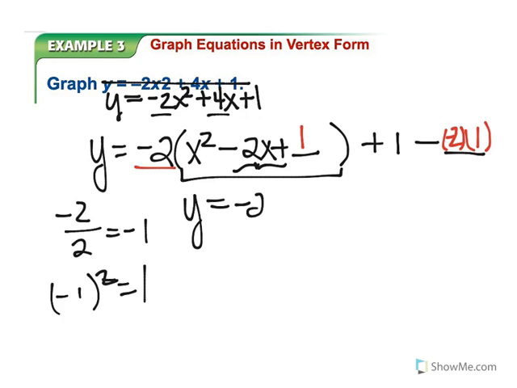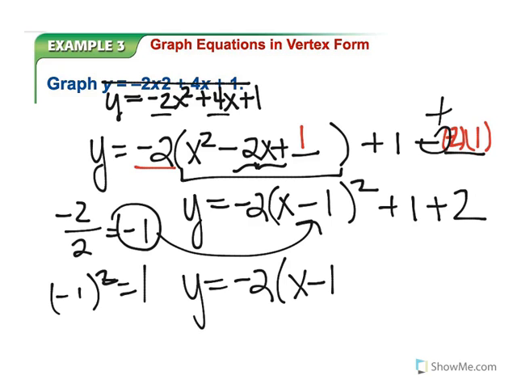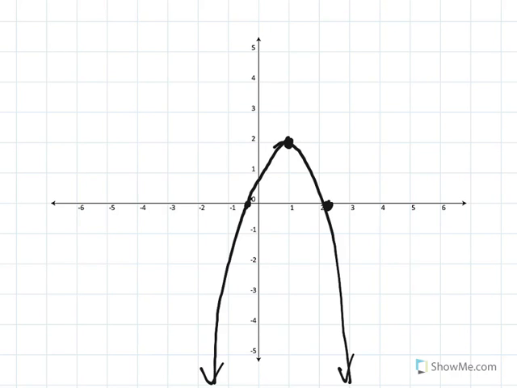y equals negative 2 parentheses. It's going to be x, and then this result goes in here, so negative 1 squared. Let's see, we have minus negative 2, which becomes a positive. So we have 1 plus 2. So our answer is y equals negative 2 times (x minus 1) squared plus 3. Now, you can go ahead and graph this in your graphing calculator, and you should get the result that looks like this. Thanks for watching.